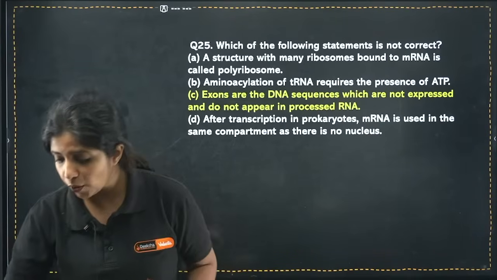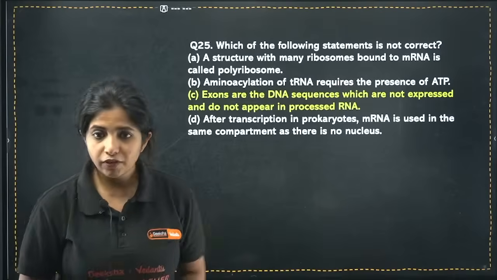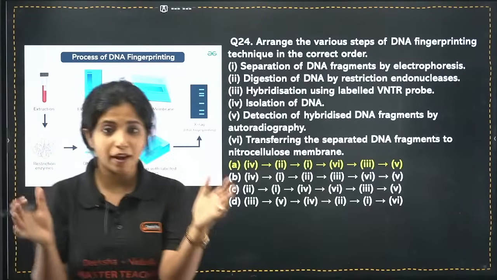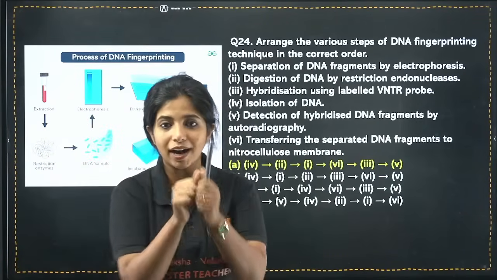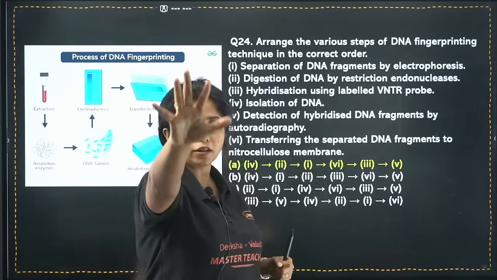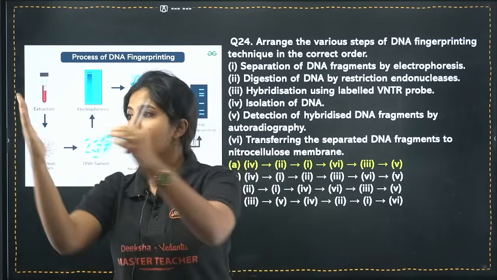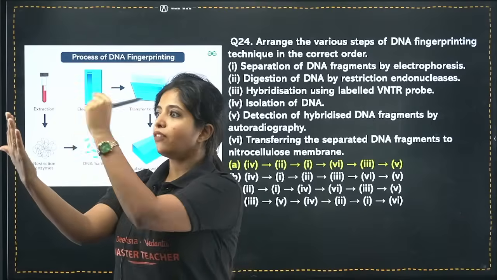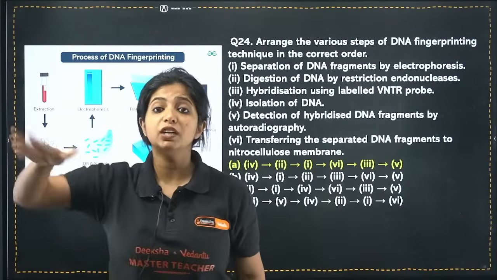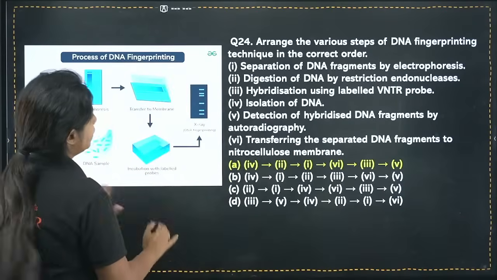Now, which of the following statements is not correct? There is no trick, just use your imagination. First, you take the DNA, you cut it. Put it in the electrophoresis chamber, transfer it out there, and then put the VNTR probes. Wherever it goes and attaches, I will be able to see it where? Under autoradiography, that's all.